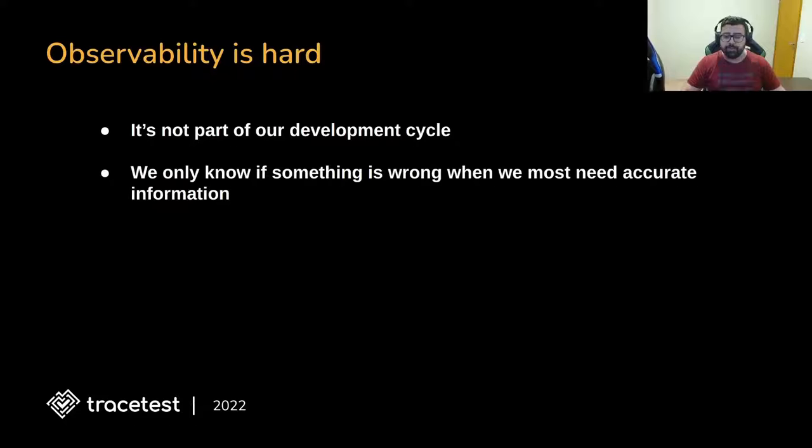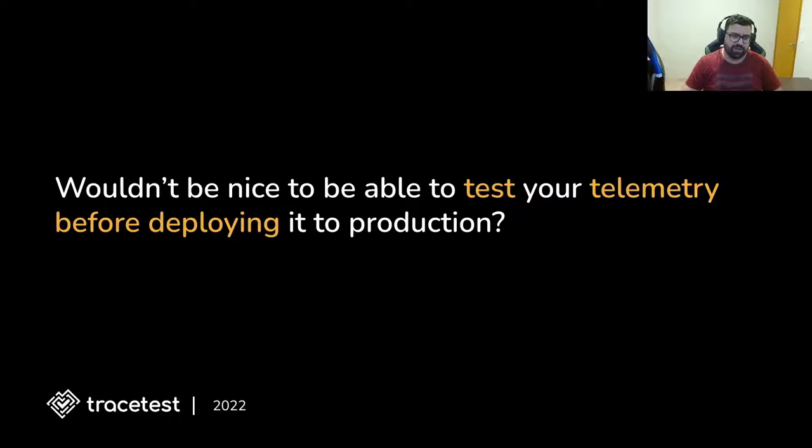And the other part that makes it very hard to get observability right is that we cannot test it. We only find out that something is missing or that telemetry doesn't help at all when we have a bug, we try to figure out what's happening and we can't. That's the problem. So wouldn't it be nice to be able to test your telemetry before deploying to production? It would be great. You could solve a lot of problems doing that.